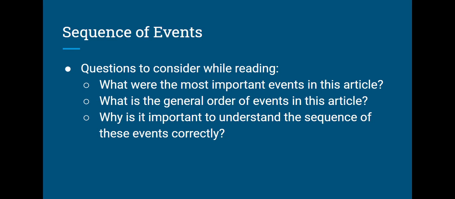Some questions to consider when you're looking at sequence of events as well, because it's not just about the sequence of events. It's about, okay, well, what can I understand about this topic or this event based on the way that it's structured and the way that it happened. So some things to think about when you're reading a sequence of events article. What were the most important events in the article? What is the general order of the events? Why is it important to understand the sequence of these events correctly? Okay, and that's a big one, making sure you understand why it's important to know, not just knowing.